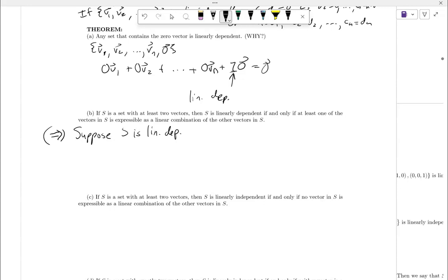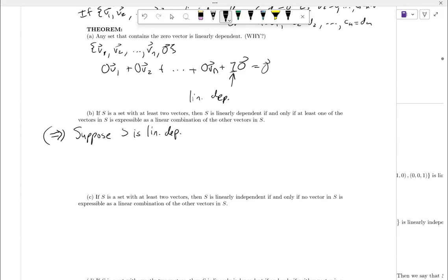Linear independence means if I have a linear combination that gives me the zero vector, then all the constants have to be zero. So if it's linearly dependent, that means there exists a linear combination of the zero vector where not all of the constants are zero. That's what it means to be linearly dependent, right?